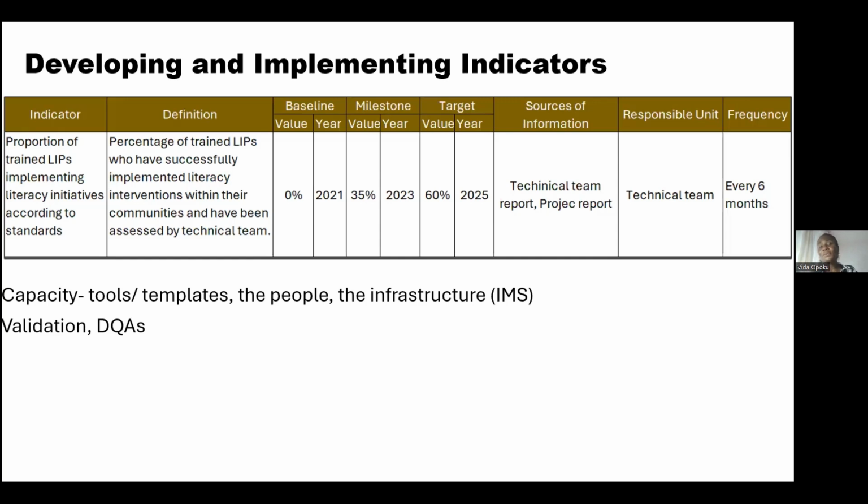So we have the baseline value, the milestones. From 2021, we look forward to, by 2023, 35% of this being achieved. And finally, by 2025, 60% achieved for that particular indicator. And of course, someone will ask, how then do we get this information? We are saying that the ones to provide us will be the technical people, because they are the ones who have the supervisory role to assess these LIPs for them to give us feedback from the ground, and they are the ones responsible. And we also want to go further to ask about what would be the frequency of collecting data on this indicator, and based also on stakeholder consultative engagement, the 6 months was actually agreed.